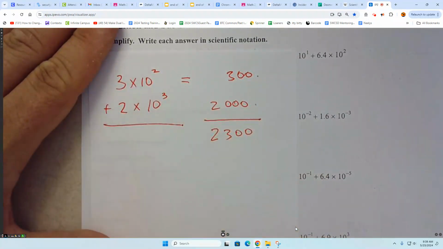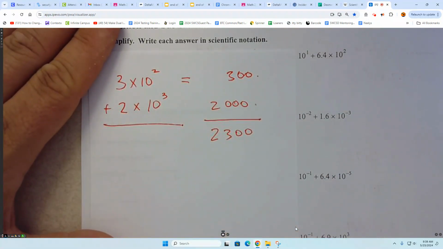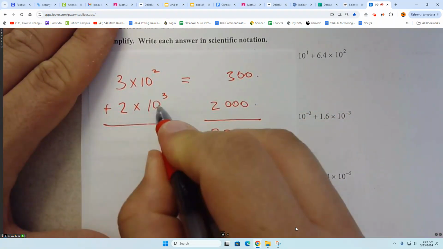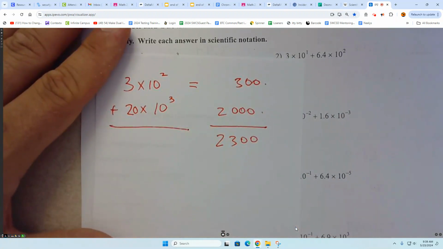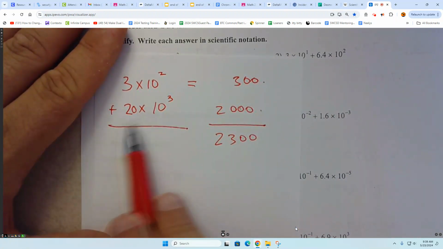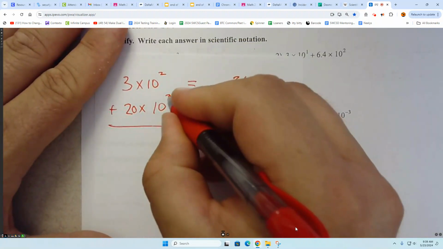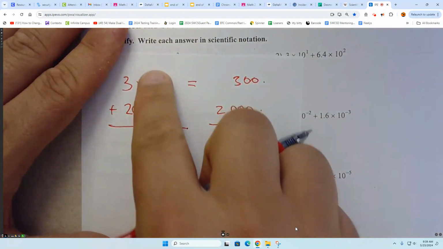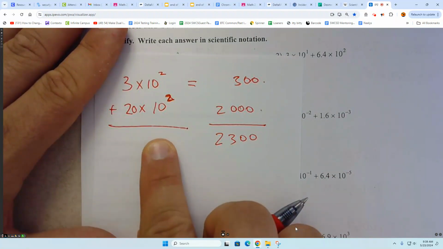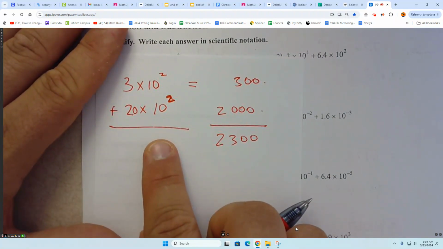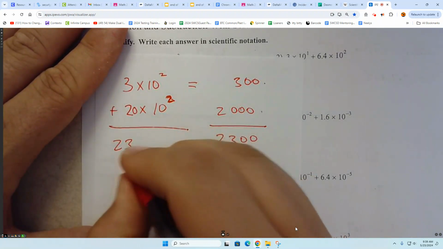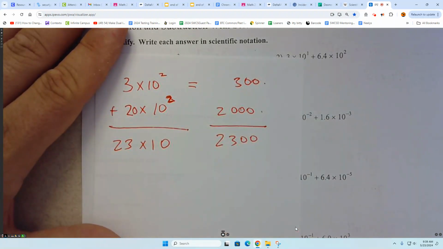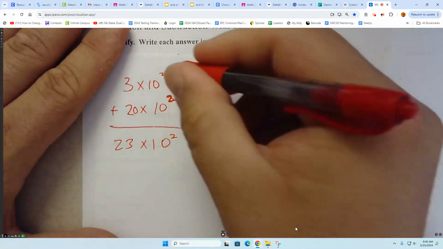So why can't I add these? Because the decimal points are not lined up. If I change this to a 20, I'm only allowed to do that because I'm going to do what? Take it down to 2. I'm going to borrow a 10. Now that these are both the same powers, that lines up my decimal places. 3 plus 20 is 2 times 10 to the second. These stay the same.